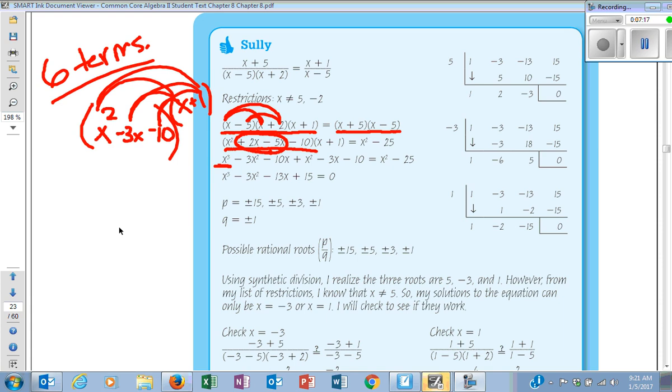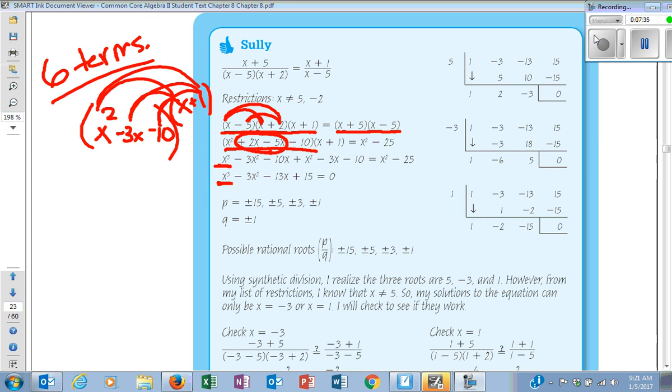So x cubed doesn't have anything in common, so it stays x cubed. X squared. So you have to be careful with this book because they do, sorry I paused the video, they do some steps here kind of together.